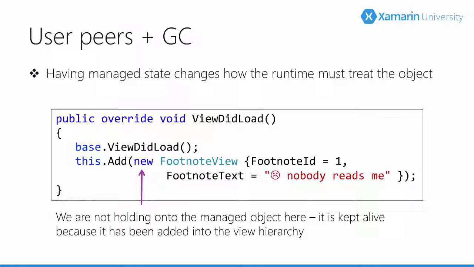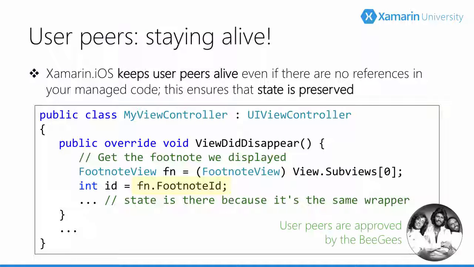A framework peer, on the other hand, could potentially be collected after we executed the add call. In other words, once we've created the object and we insert it into the visual graph, there's no reason to keep the framework peer around because there's no state to it. But the footnote view has state, and so we have to keep it around. So this highlights the difference between framework and user peers.